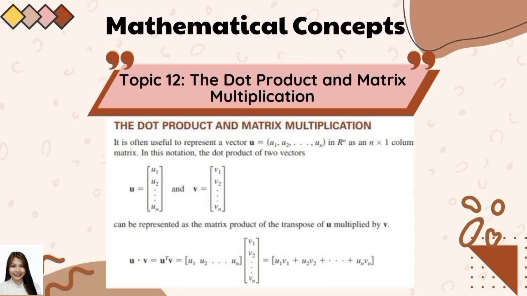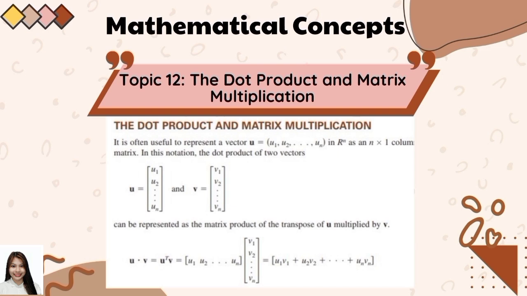Topic 12, the dot product and matrix multiplication. By its definition, it is often useful to represent a vector u equal to (u1, u2, and so on until un) in R^n as an n by 1 column matrix. In this notation, the dot product of two vectors u, by column u1, u2 until un, and v equal to v1, v2 until vn, can be represented as the matrix product of the transpose of u multiplied by v. So it is formed either by row or by column.